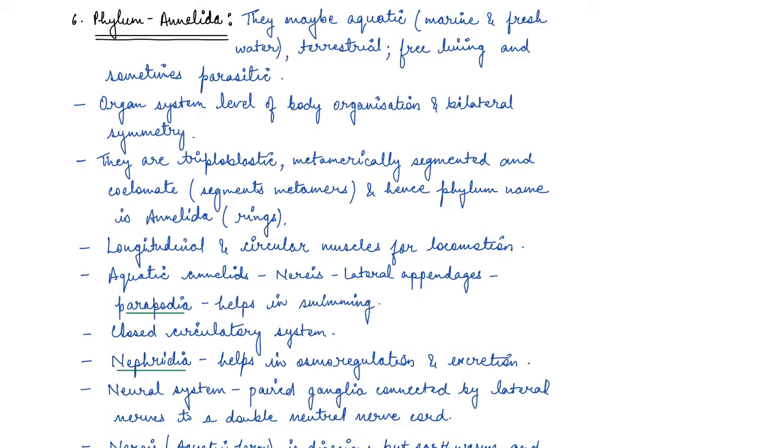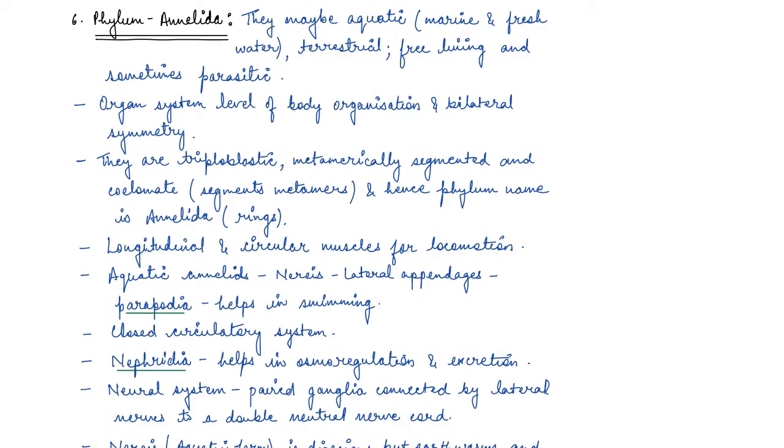Okay, so basically in the phylum Annelida, these organisms are mostly aquatic, and that too marine and freshwater. Now they can be terrestrial as well, and on the basis of their habitat they can be free living as well as parasitic. So you can see that they are found in varied environments, wherein they are found in marine and freshwater. They are terrestrial, they are free living as well as parasitic.